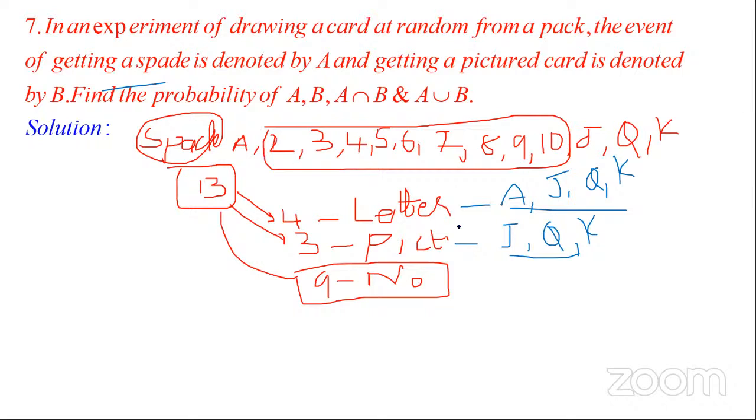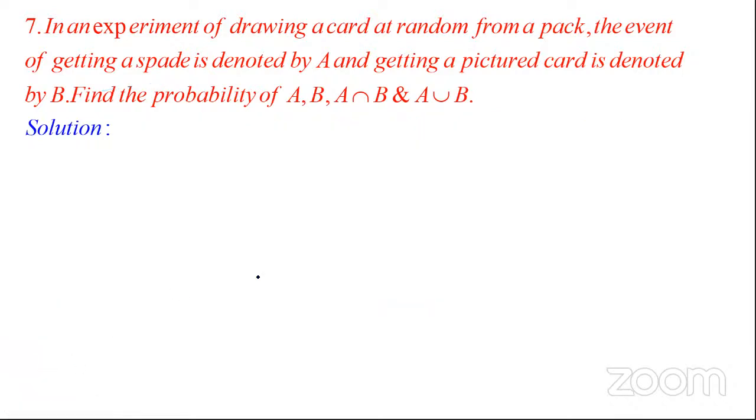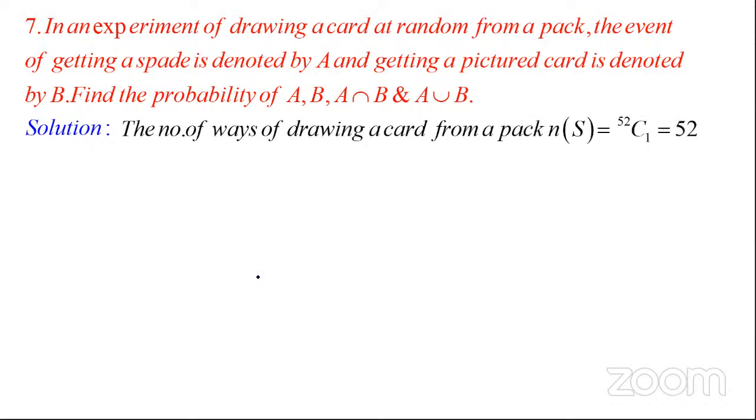Okay, the question says the event of getting a spade is denoted by A, and getting a picture card is B. The number of ways of drawing a card from the pack: totally there are 52, and I'm selecting one out of 52 cards. That is 52C1, which is 52 as per the combinations formula nCr equals n factorial by (n minus r) factorial into r factorial.